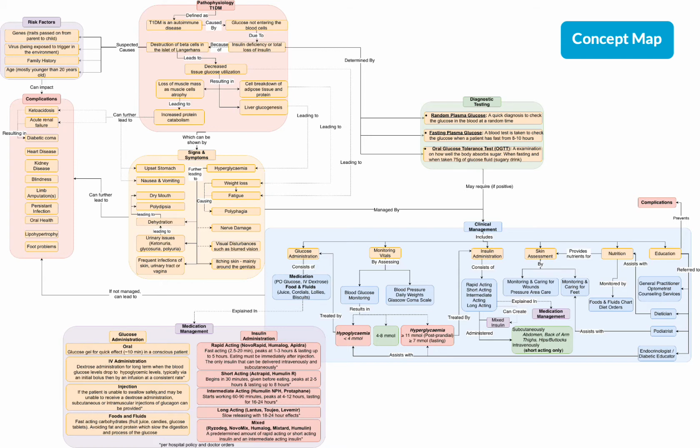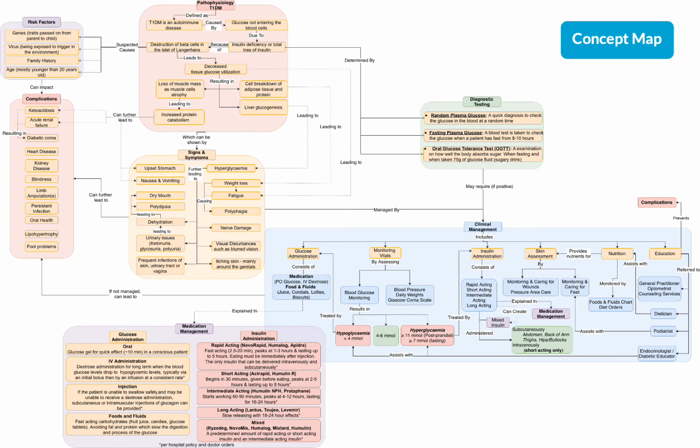And there's 3 diagnostic tests. There is the random plasma glucose, which is a quick diagnosis to check the glucose in the blood at a random time. There's the fasting plasma glucose test, which is a blood test that's taken to check the glucose when a patient has fasted from 8 to 10 hours.